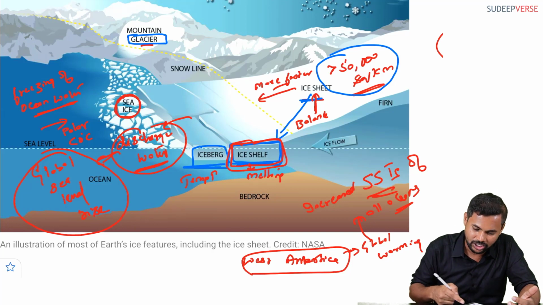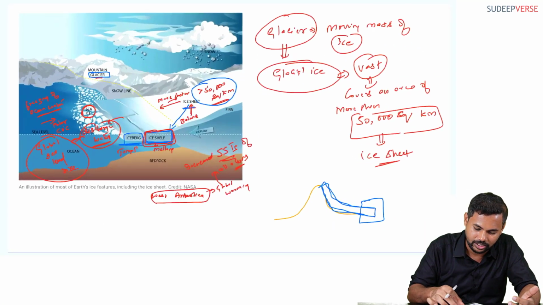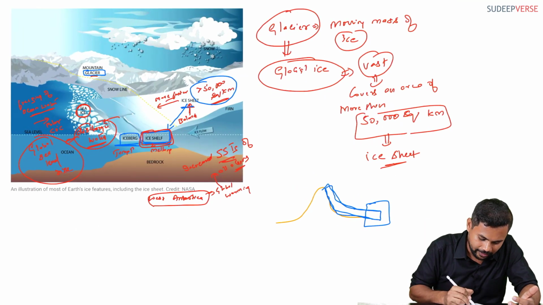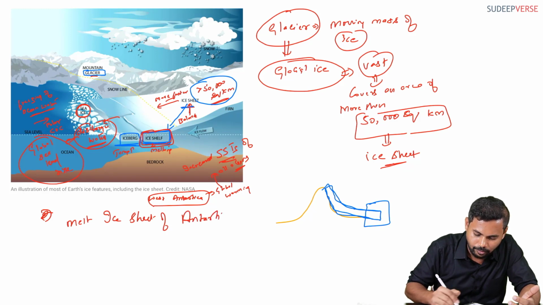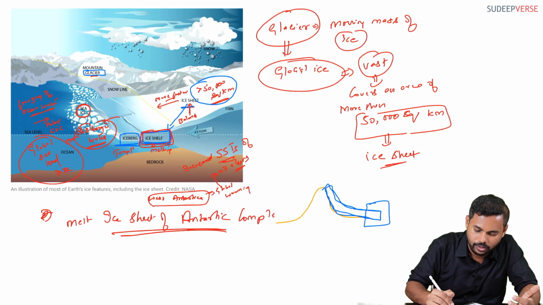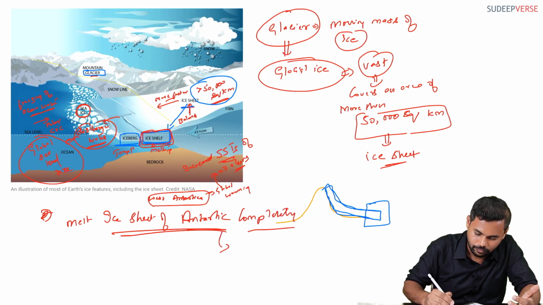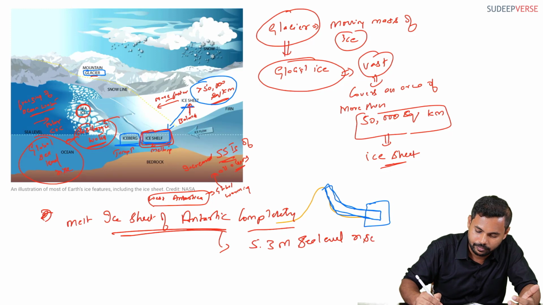Okay, there is one estimate that says, due to the melting, if we melt the ice sheet of Antarctica completely, then it will result in 5.3 meters of sea level rise globally.